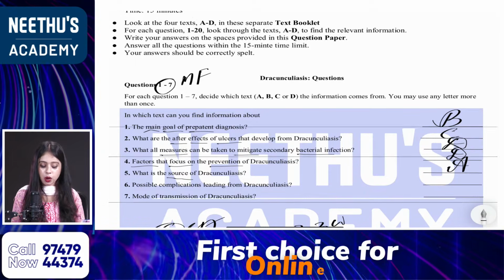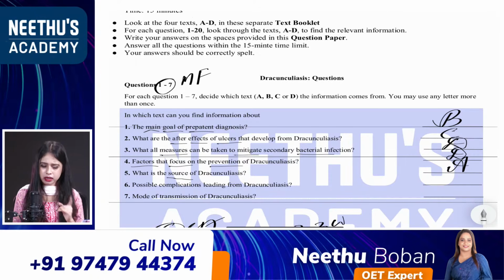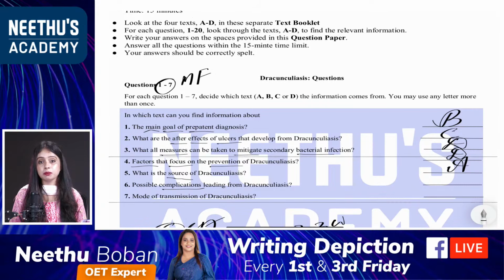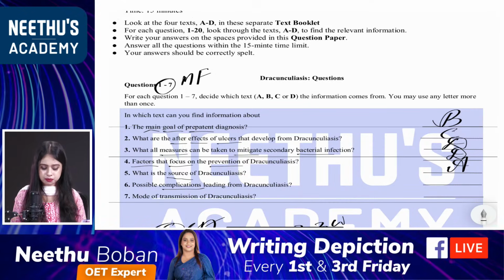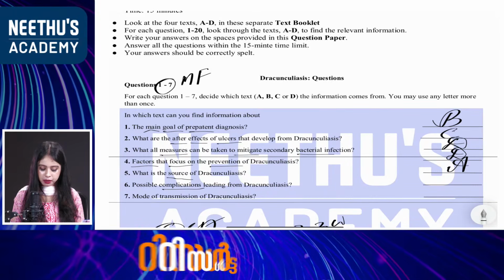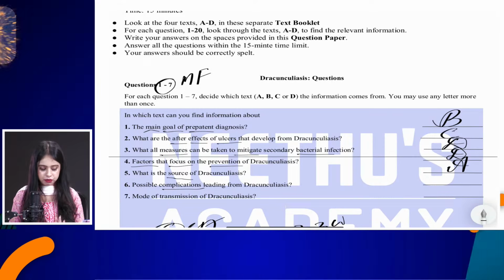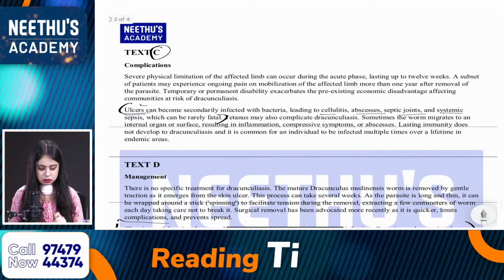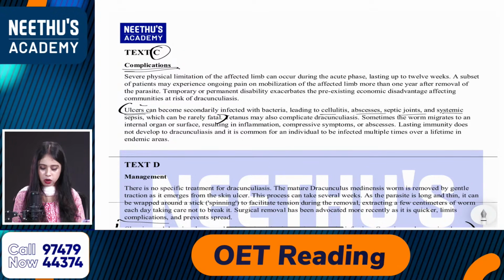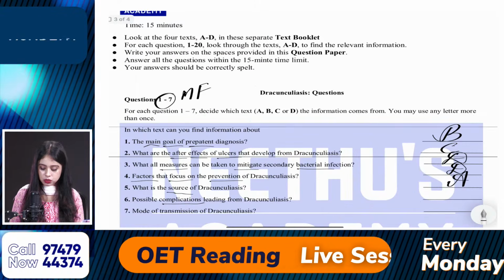Sixth question, possible complications leading from dracunculitis. My keyword, I'm only underlining one keyword here, complications. So where are the complications mentioned? Yes Jisa, the second paragraph. Okay, what about the sixth question here? Where does it say complications? Possible complications from this condition. Okay, the heading itself is complications, so that's all about the complications. So what are the complications mentioned here in text C? Okay, so that's from C.